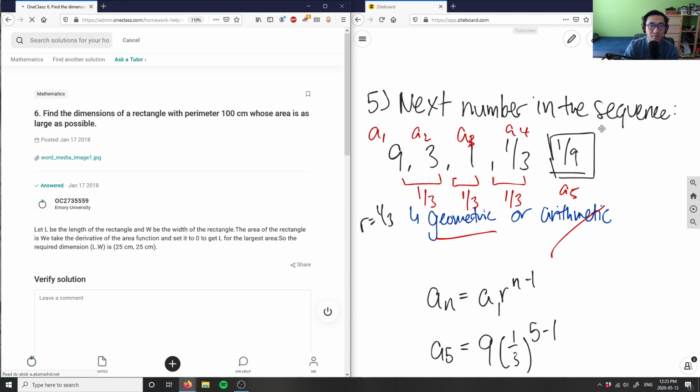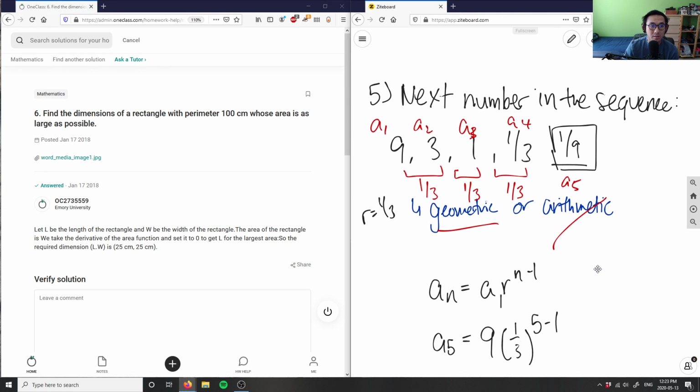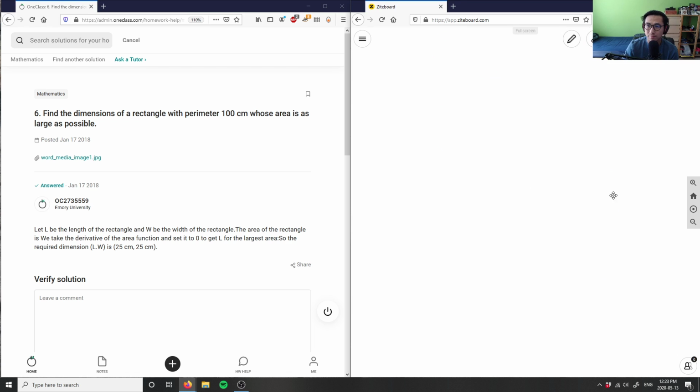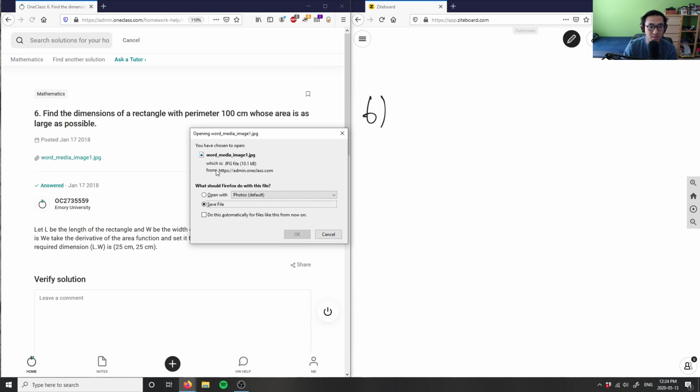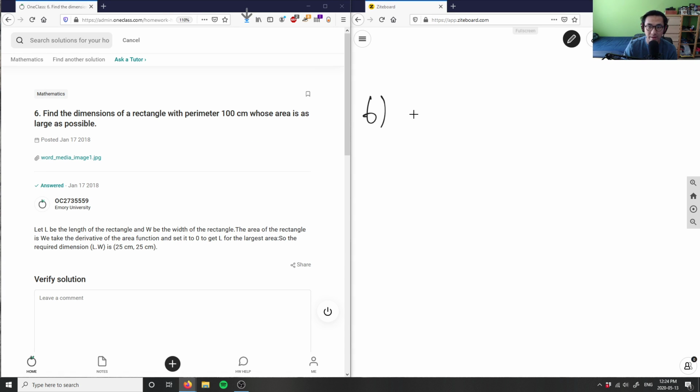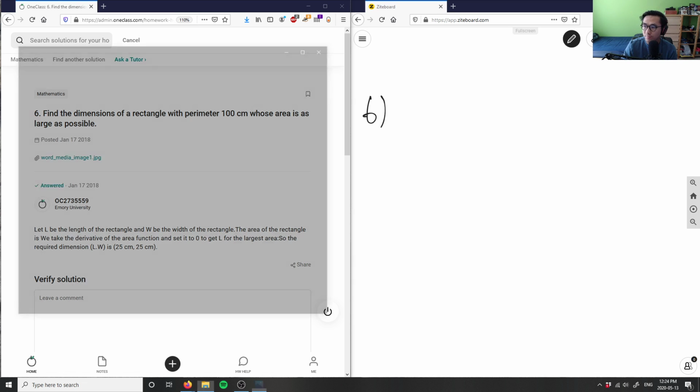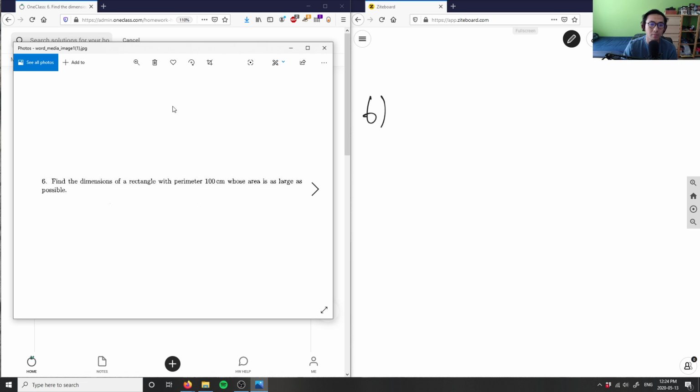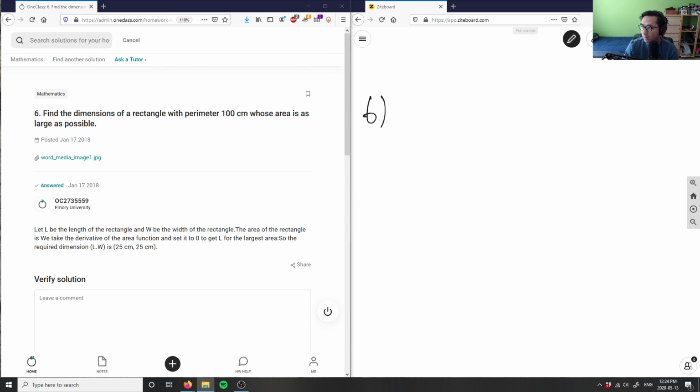Number 5. Let's look at number 6 here. Number 6 is asking, find the dimensions of a rectangle with a perimeter of 100 centimeters whose area is as large as possible. Okay, so let me click this link just so I can see what diagram I get. Give me a second here. Okay, so it doesn't actually give me a diagram, so I'm going to have to draw this out.